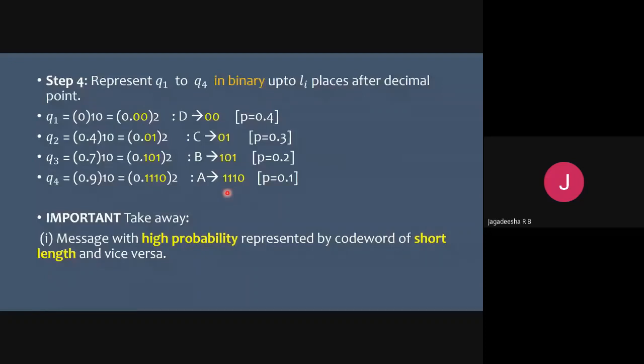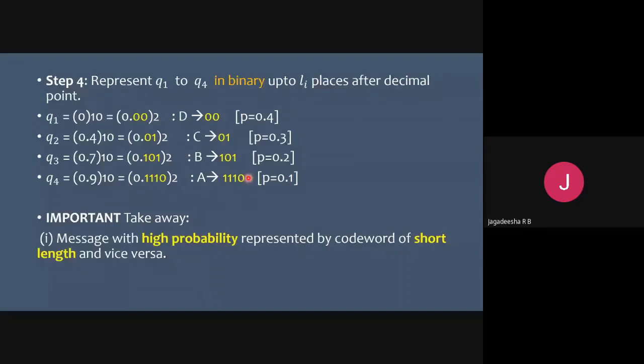So message with the high probability will be represented by the code word of short length, which is a message with a high probability here. 0.4 is the highest probability. The message is D. That is represented by just 2 bits. Similarly, this one is 0.3. It's also high, not very high, but second high. That is also represented by 2 bits. Now, as the probability reduces, your code size increases, right? This is the general observation.